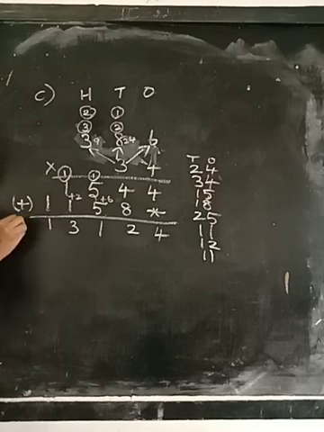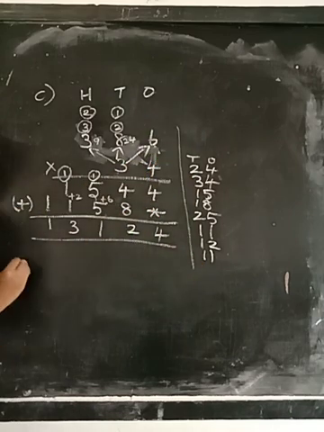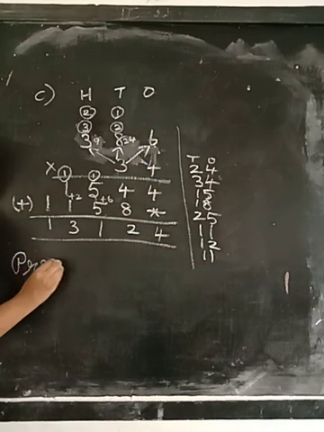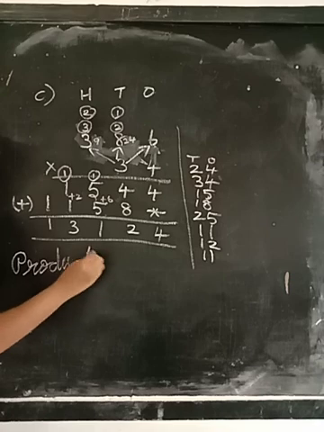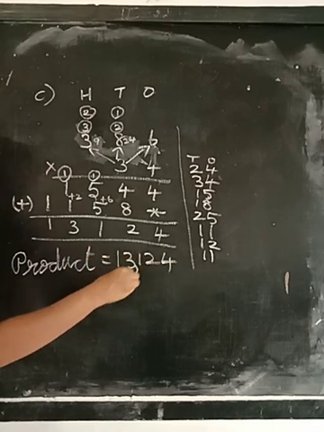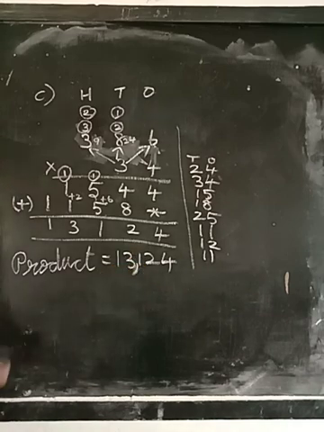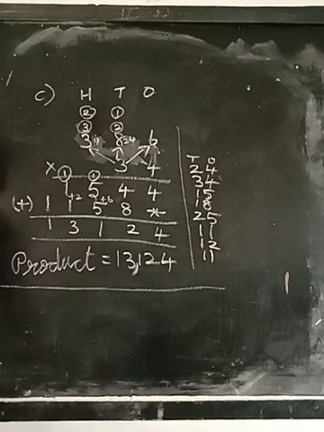After this is any number there? No. So the answer has been completed. Now we write the answer. Product is equal to 13124. So 13,124 is the answer. So write this neatly in your note also. So based on this, today's worksheet will be.